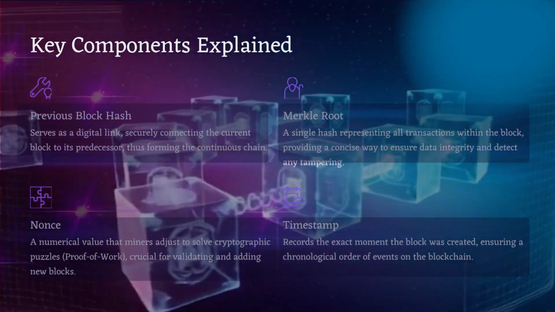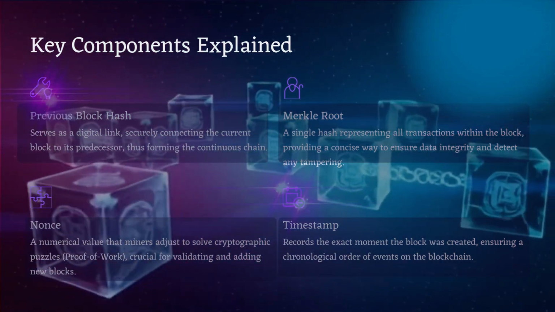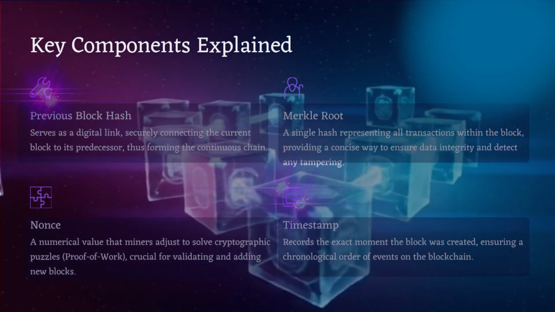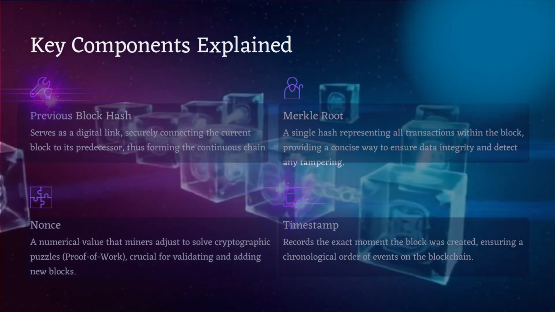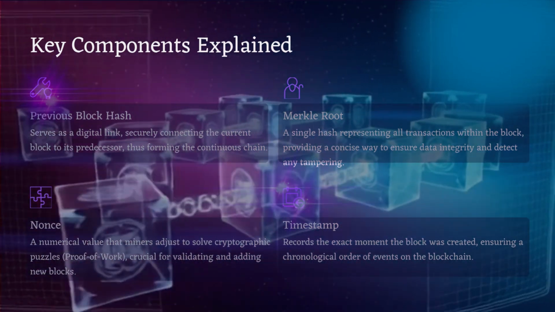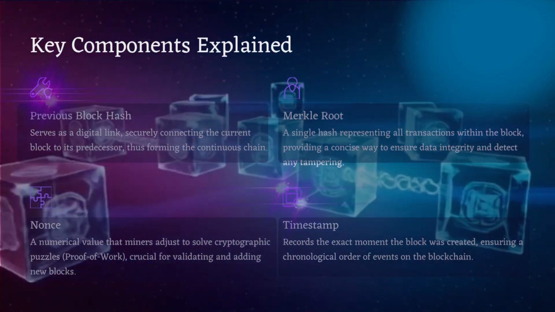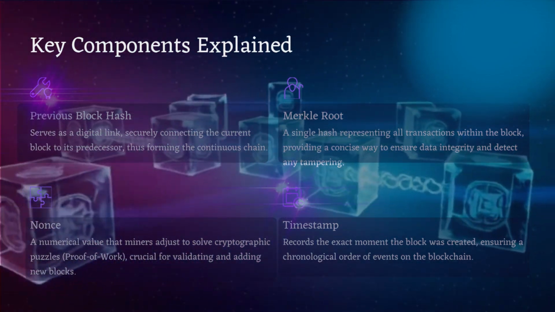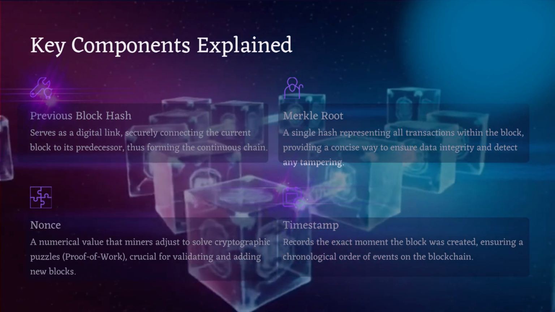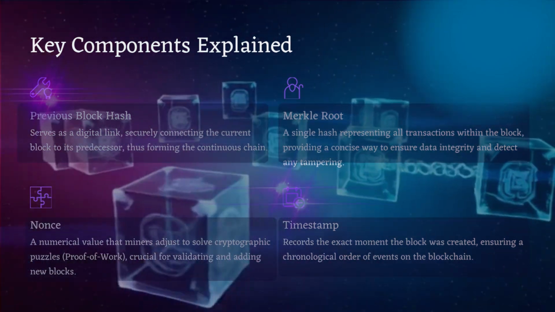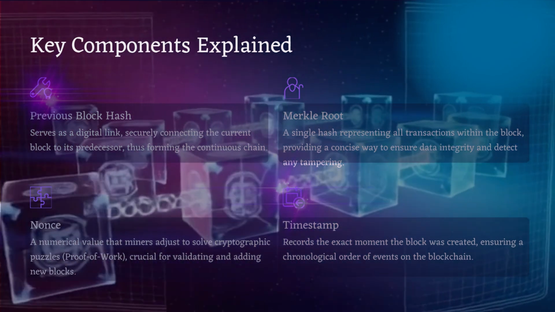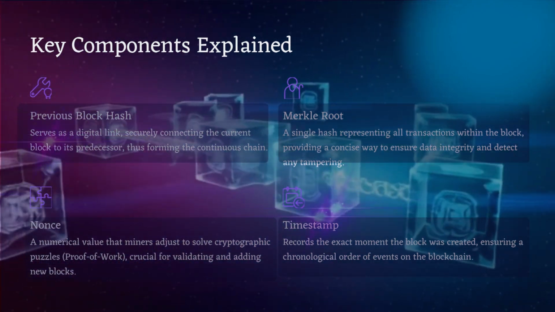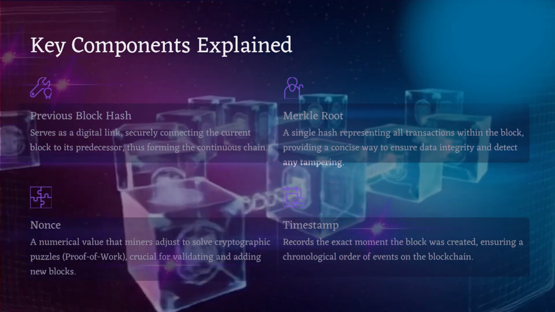Let's break this down a little more. Previous block hash, it's like a handshake between this block and the one before it, keeping them connected. Merkle root, a single hash that represents all the transactions inside the block. It's like compressing a big file into one small fingerprint. Nonce. This is the special number miners use to solve the cryptographic puzzle. Timestamp records the exact moment the block was created. Together, these pieces make each block unique, traceable, and secure.